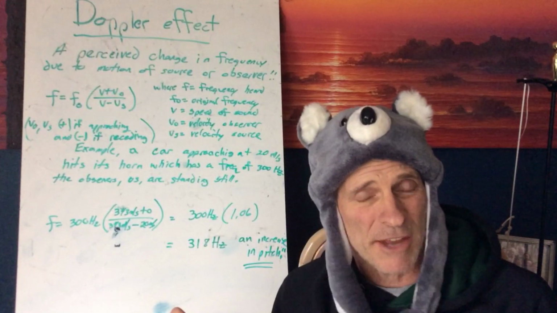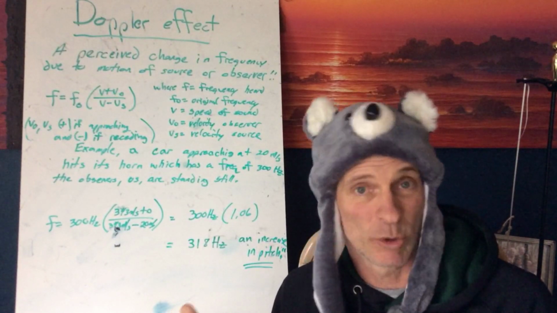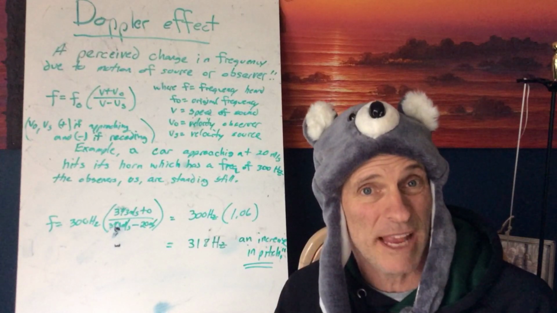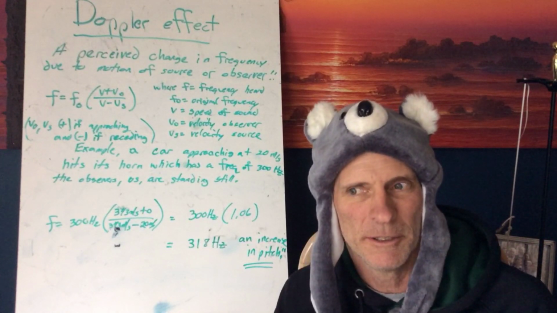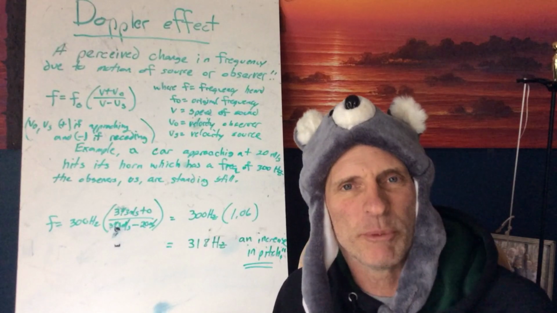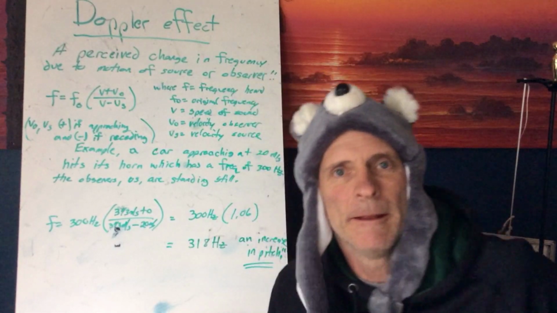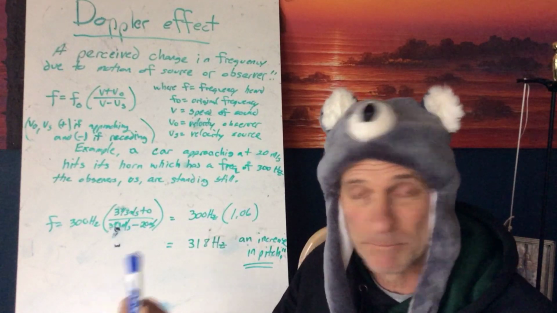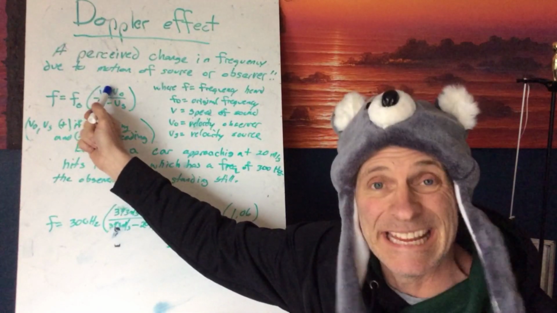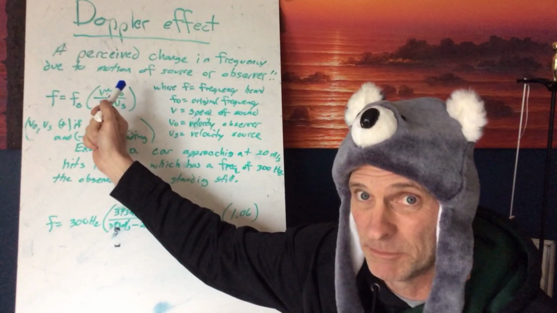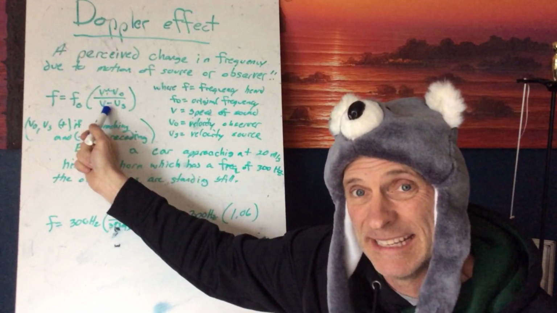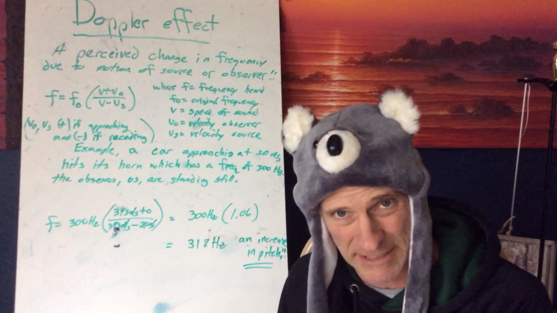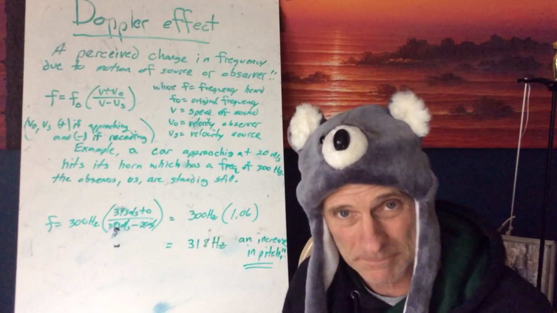So on a normal 20 degrees Celsius day, 20 degrees Celsius times 0.6 meters per second for each degree Celsius makes that speed of sound right around 343 meters per second on a normal day, like in our classroom, for example. So V plus V sub O, that's the velocity of the observer, over V minus V sub S, that's the velocity of the source, where V in both cases is the velocity of sound.